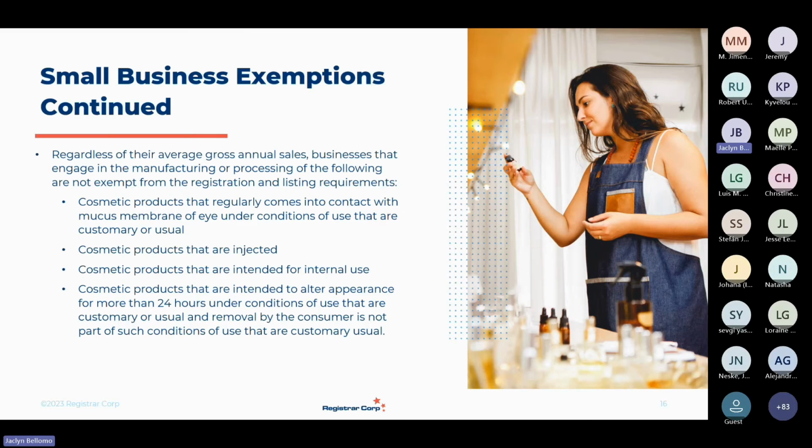So one thing that is really important to know, and we get this question a lot, is that with the small business exemption, regardless of the average gross annual sales, businesses that engage in manufacturing or processing the following are not exempt from the registration listing requirements and not exempt from GMP.